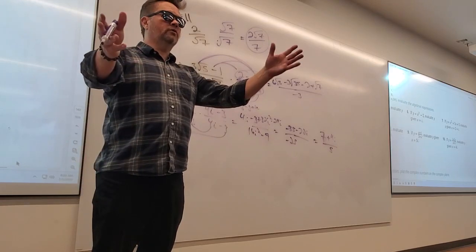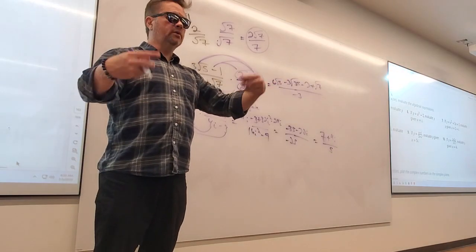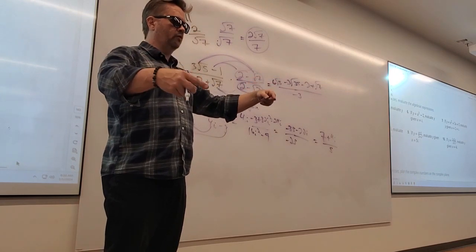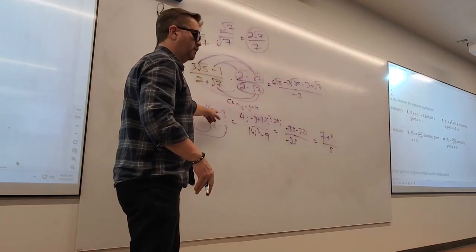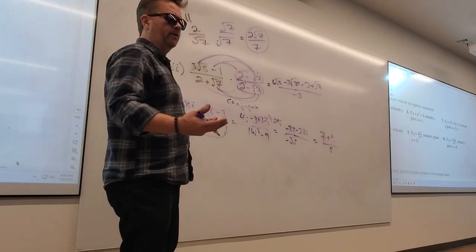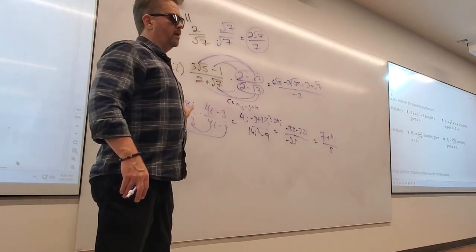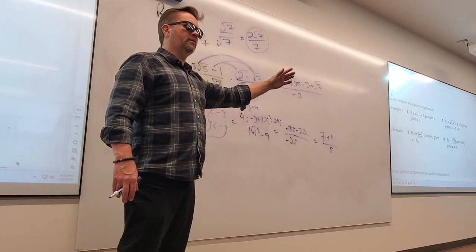So you should be cool with foiling, you just have to be. You need to be cool with i squared is -1. The only kind of new thing is, where did that come from? Well, it's based on whatever that is. And then it just becomes a bunch of foiling, right?